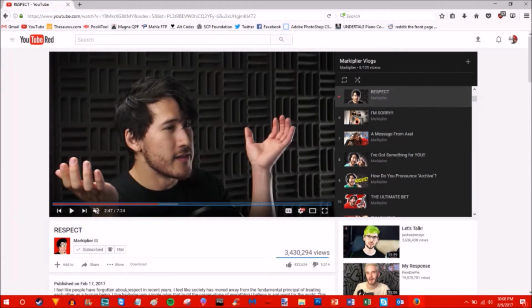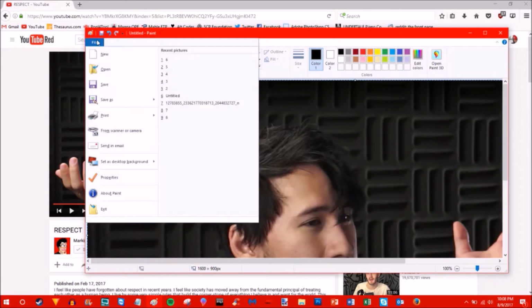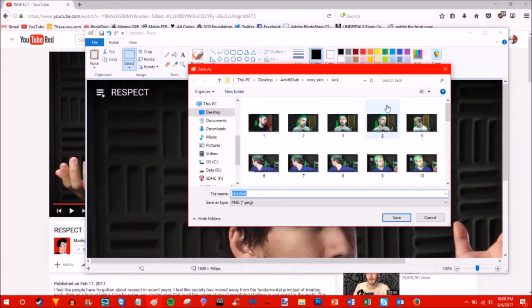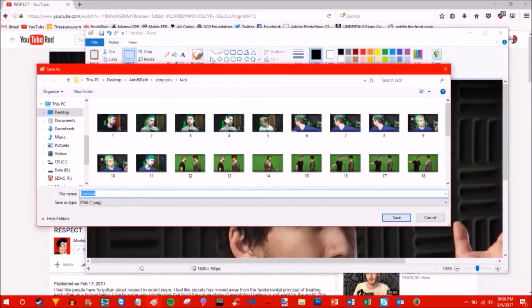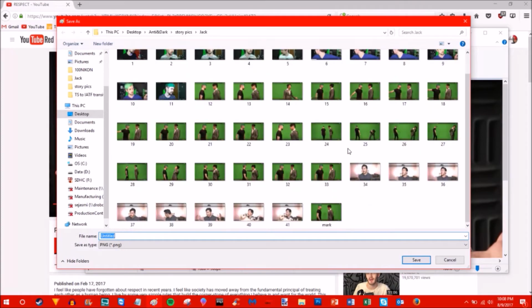So I take a screen cap, hit escape, I'm going to come down to Paint, I'm going to paste it, and I'm going to save it. Now as you can see here, I have a metric ass ton of stuff saved.